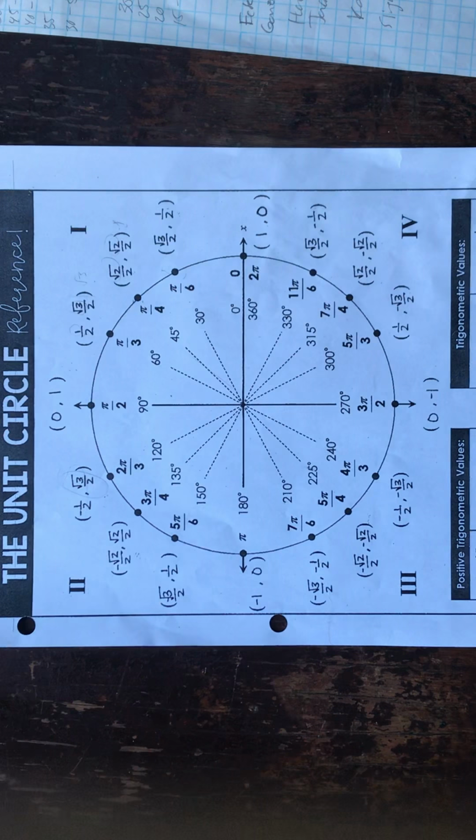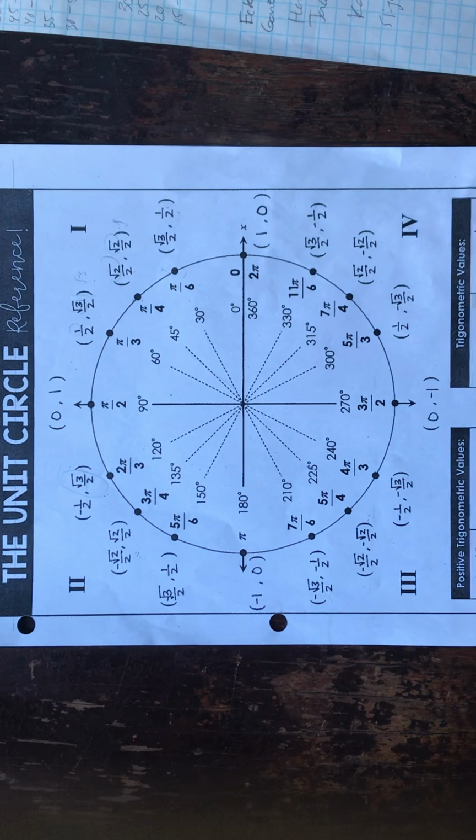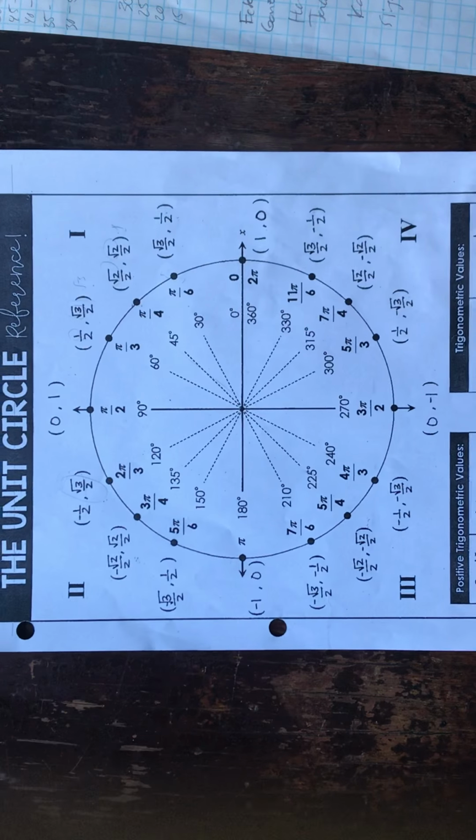Okay, so here's some basics on the unit circle. We're not going to go into detail about how we come up with all these, but essentially the unit circle is just an easy way for us to remember cosine, sine, and tangent values for some very popular angles.